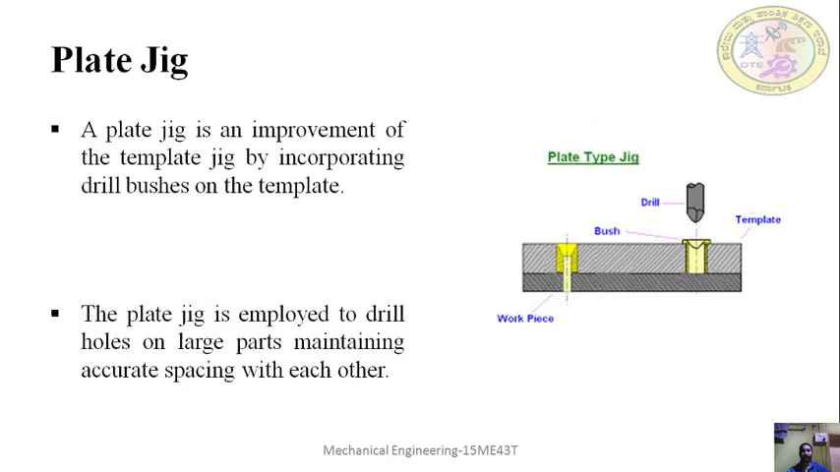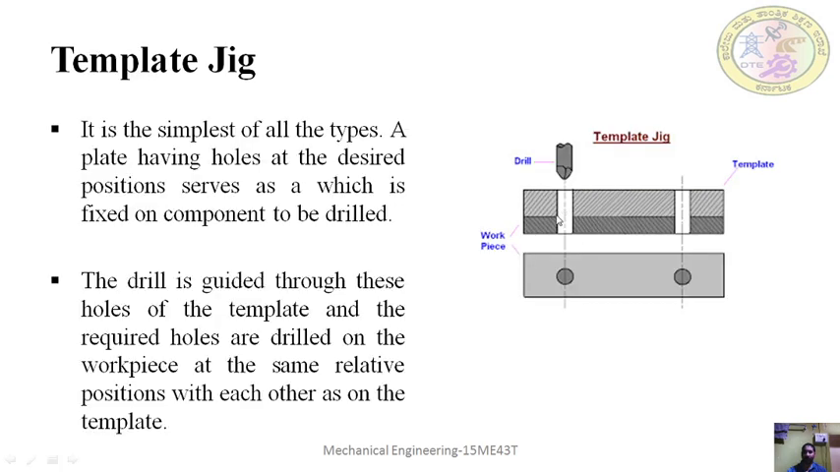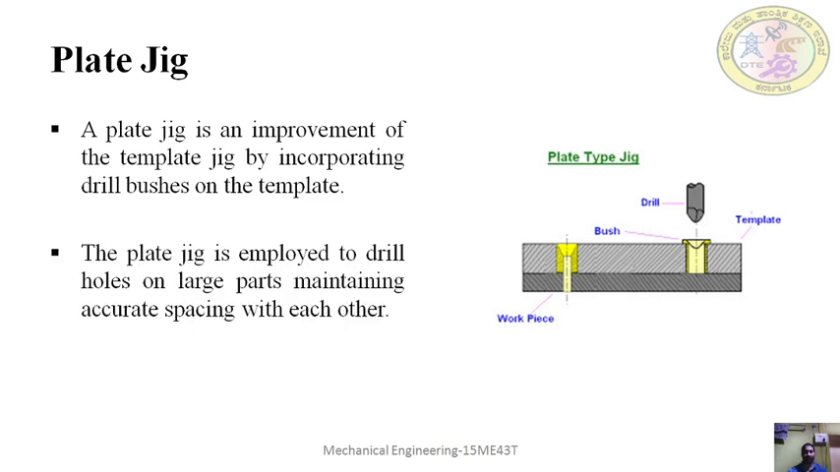Plate jig. The plate jig is somewhat an improvement of the template jig. The only addition in this jig is that bushes are provided in the holes. In the template jig we have only holes, there are no bushes in the holes, but in the plate jig the bushes are added in the holes. It is an improvement on the template by incorporating drill bushes on the template. The plate jig is employed to drill holes on larger parts, maintaining accurate spacing with each other.